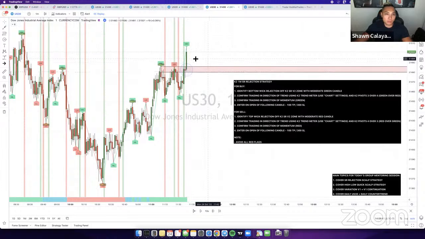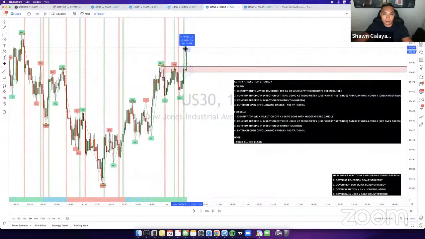In order to determine whether this candle is moderate or not, you just want to measure the wick in comparison to the body. So the wick right here is about 5 points, which is 50 pips, while the body down here is 180 points, right? So as long as the body is bigger than the wick, it's considered a moderate candle. So with that said, we have requirement number 1 met here.